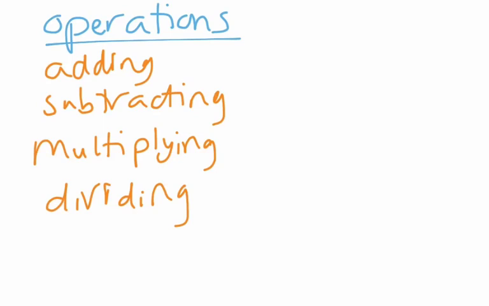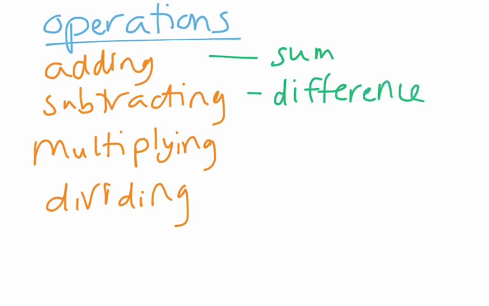Now, other words that are associated with adding, subtracting, multiplying, and dividing. Sum, okay, that would be the answer to an addition problem. So I could say something like, find the sum of 4 and 5. And that word sum means that you're being told to add. So the sum is the answer to an addition problem. For subtracting, the word is difference. So if I were to tell you my age and I were to say, what's the difference between my age and your age? What I'm asking you to do is subtract. So difference means to subtract.